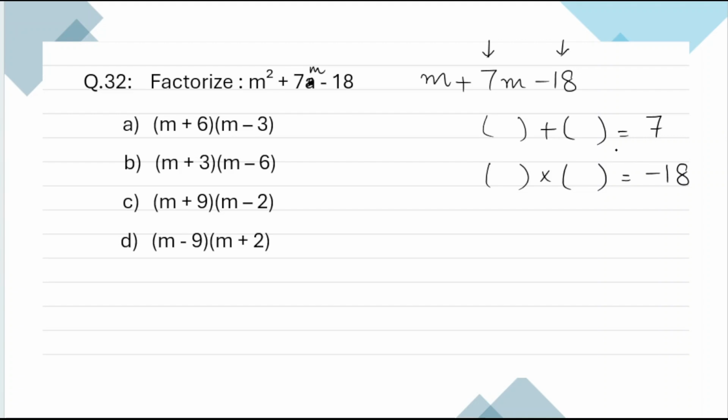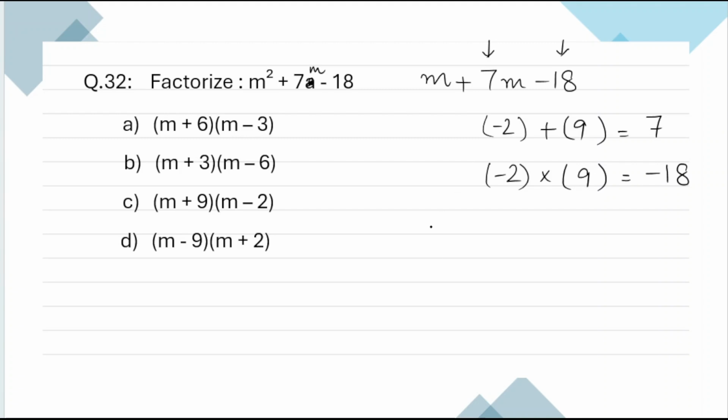So now we need to see that negative 18 is the product of 1 and 18, but 1 and negative 18 will not give me 7. So okay, what about negative 2 and 9? So if I put negative 2 times 9, of course I get negative 18. But if I put negative here, am I getting 7? Oh yeah, we are getting 7. So our integers are negative 2 and 9.